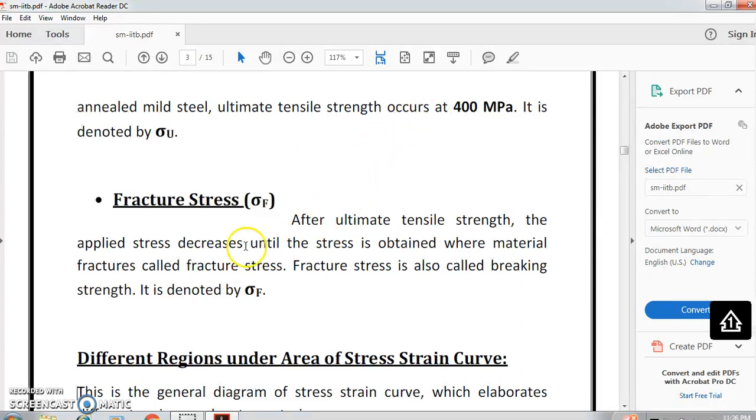Finally, the last stage of our stress strain diagram is F. That is called the fracture point, and the corresponding stress is called the fracture stress. After the ultimate tensile strength, the applied stress decreases until the stress is obtained where the material fractures, called the fracture stress. Fracture stress is also called breaking stress. It is denoted by sigma F.